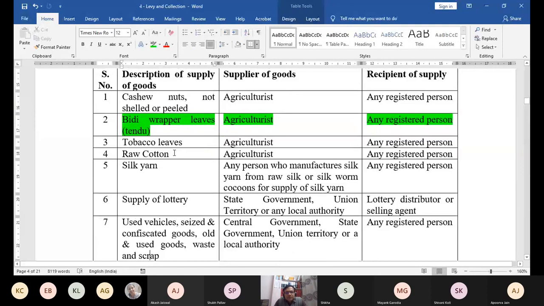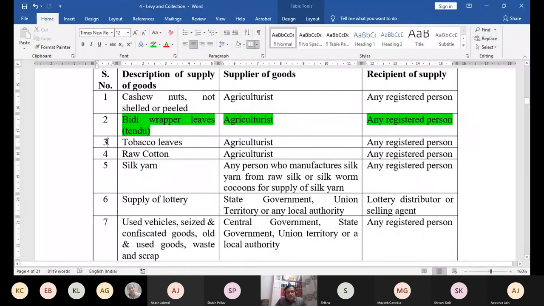BD wrapper leaf. This is the name of the supply. Who should be the supplier? Agriculturist. Now, who are the agriculturists? Again, you cannot frame a general definition. Check section 2. Agriculturist is defined in section 2 of the CGST. So check the definition of agriculturist in section 2. And who is the recipient? Any registered person.